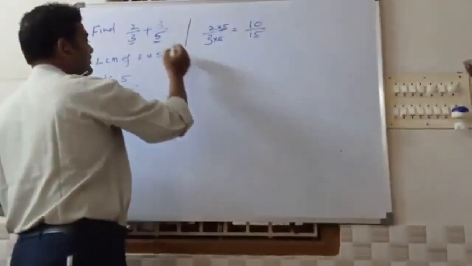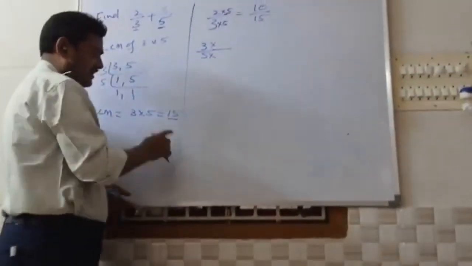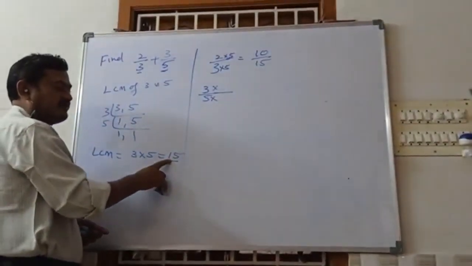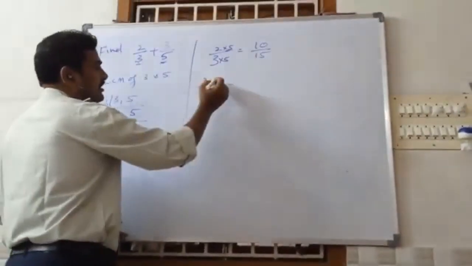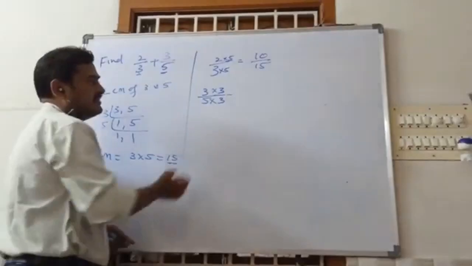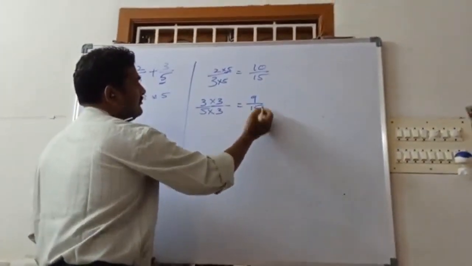If you go for the second number, 3 by 5. Here the LCM is 15. How many times will 5 go? 3 times. 5 3s are 15. So here also we want to multiply by 3. That means 3 3s are 9 by 15.